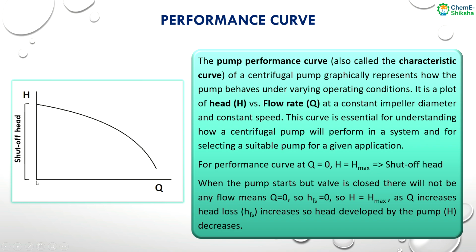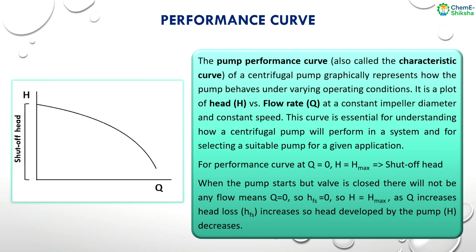When the flow rate Q is 0, that means at 0 discharge, we have the highest amount of head, that is the H max, which is called the shut-off head. When the pump starts but the valve is closed, there is no flow, that is Q is 0. As Q is 0, we know from the continuity equation that Q equals A into V. So V is also 0 because A cannot be 0.